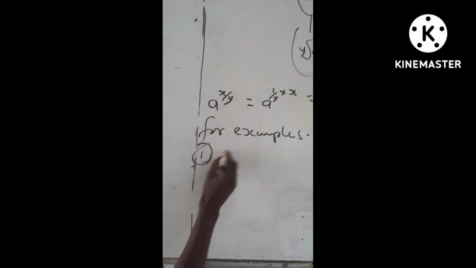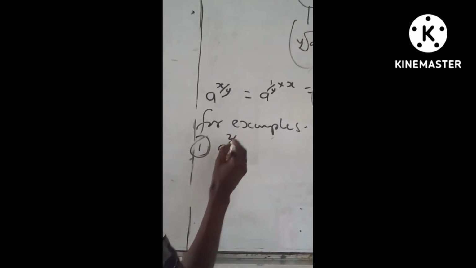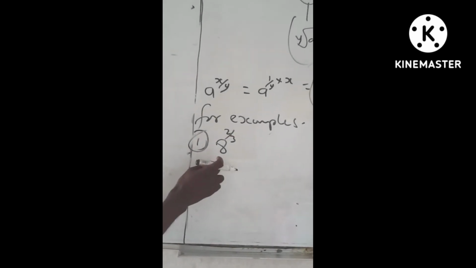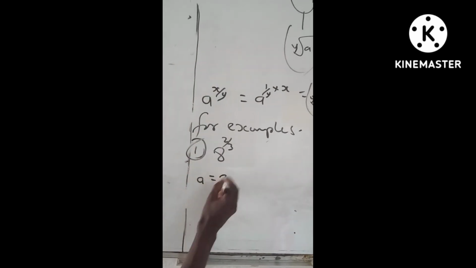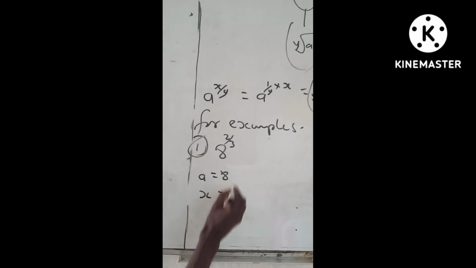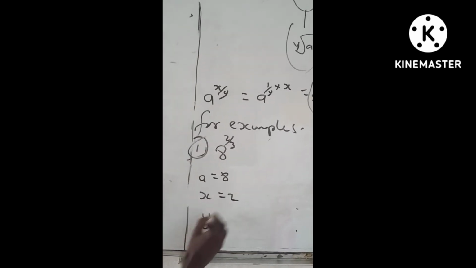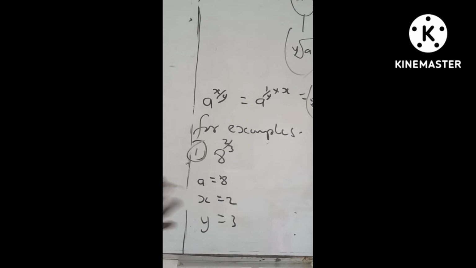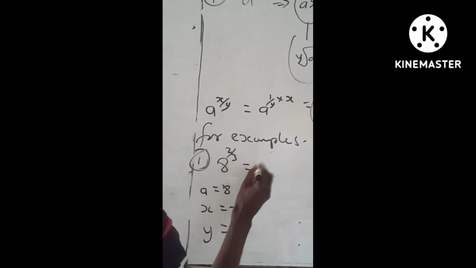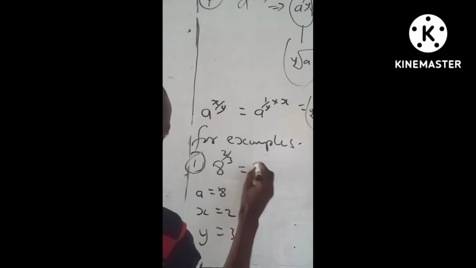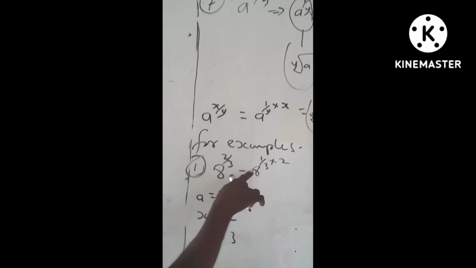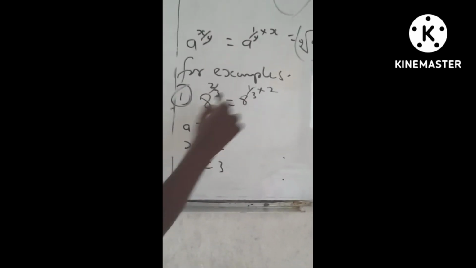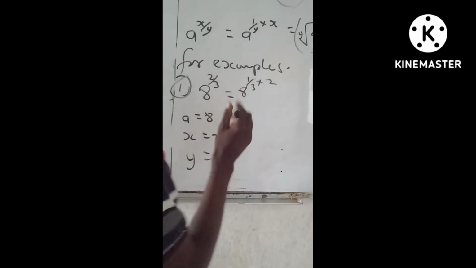Let's consider example 1. Assuming you have a to the power of 2 over 3. This is the 7th law of indices. I want you to understand that a is equivalent to 8, x is written as 2, and y can be written as 3. If that is understood, then we can proceed by saying that a to the power of 2 over 3 can be written as a to the power of 1 over 3, times 2. You agree with me that a to the power of 1 over 3 is the 6th law of indices, which can be written as cube root of 8.